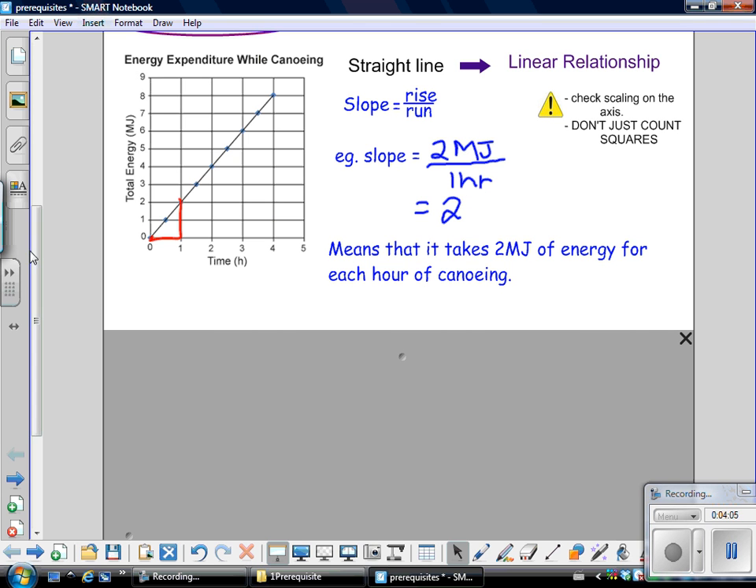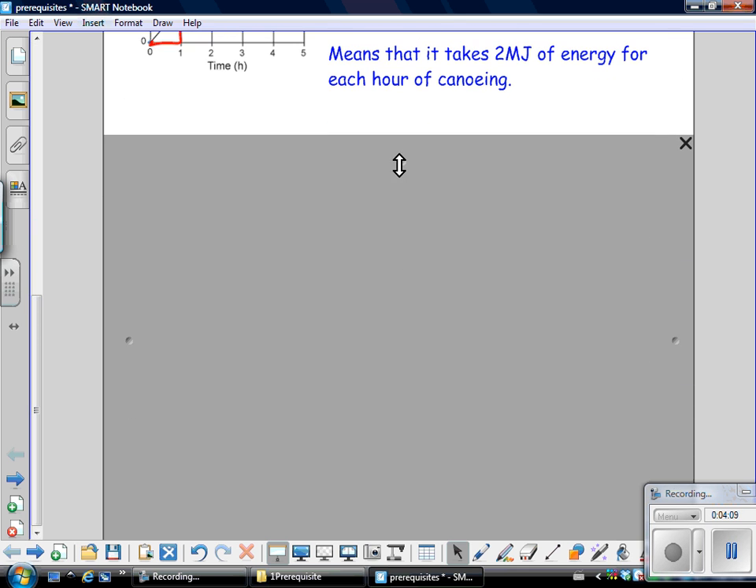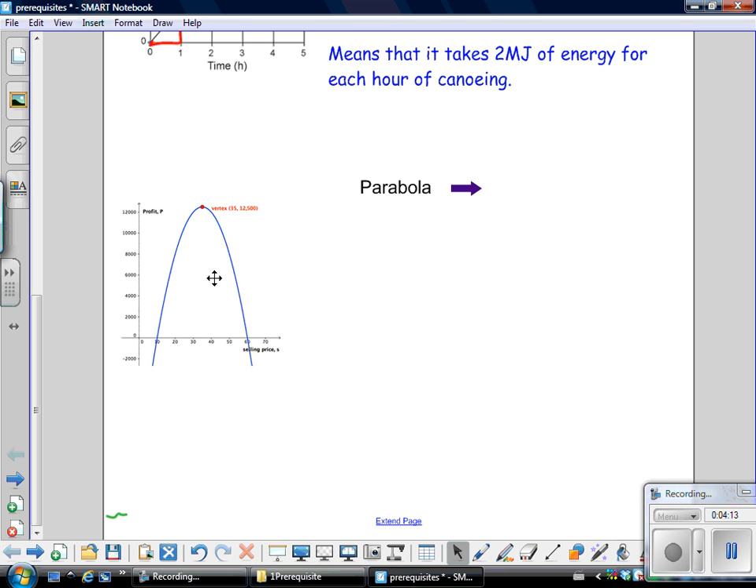Okay, so the next type of graph that we're going to look at is again a graph that you've seen before. And in this case, it is the parabola. Yeah, the parabola you did a little bit in grade 10 and some more in grade 11. But a parabola is this type of shape. And when we're talking about a parabola, we're talking about a quadratic relationship.